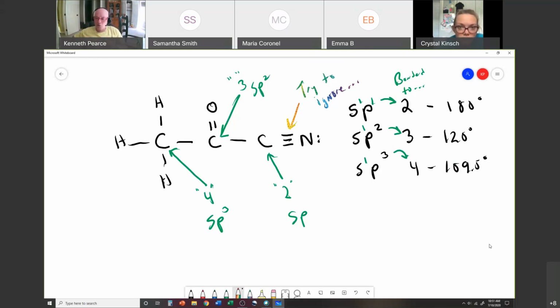Ignore. It's kind of like Star Wars. The droids you're looking for are not here, right? Ignore the triple bonds. Ignore the double bonds. They're not there. All right. Well, they are there, but not for these purposes.